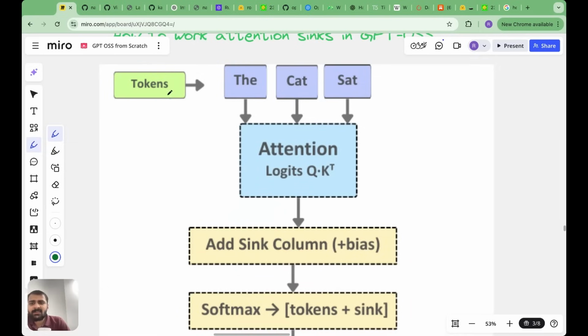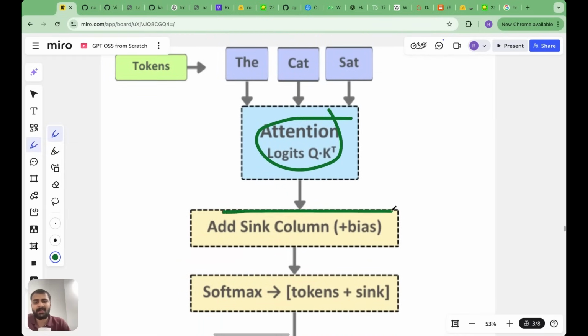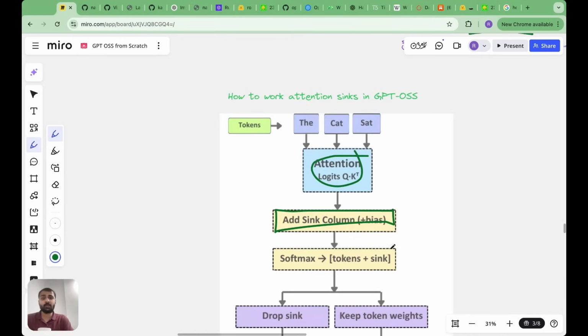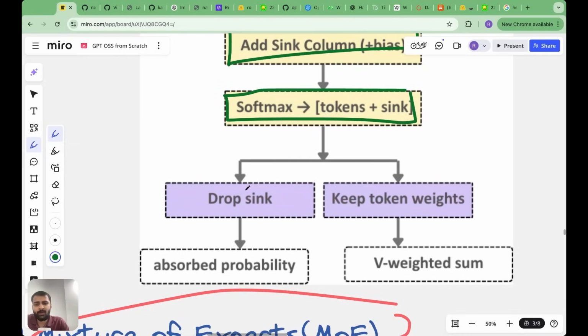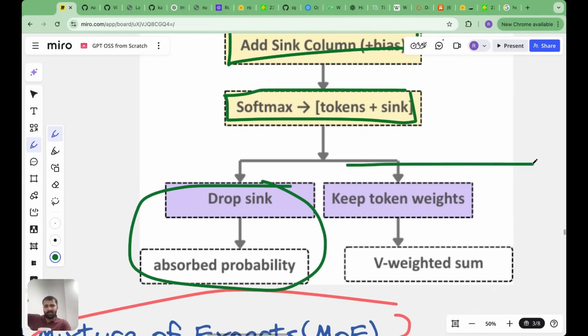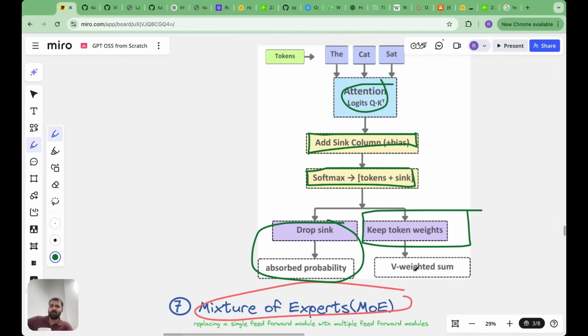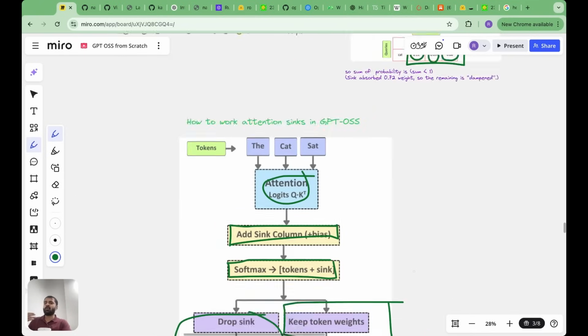So the way it's done is that we get the attention scores. We then add a sink column, which is a bias column. This is also trained. And then we apply softmax to tokens plus the sink column. And then we drop the sink and it absorbs some probability along with it. That's fine. And then we only keep the remaining tokens. Then we do the context vector calculation, and then we proceed normally as we would have.